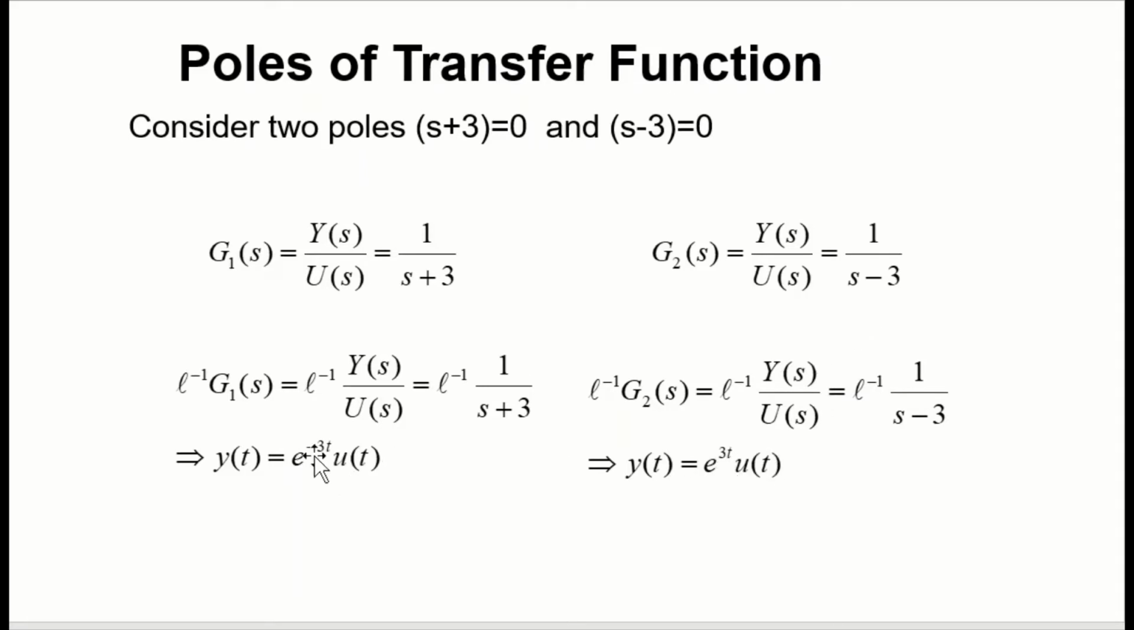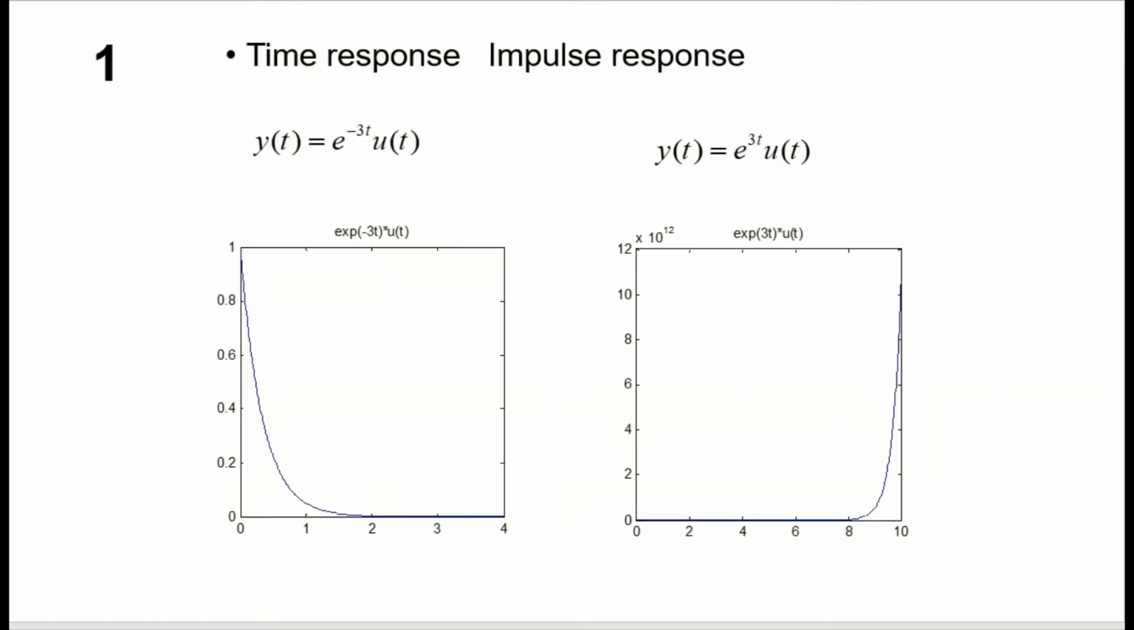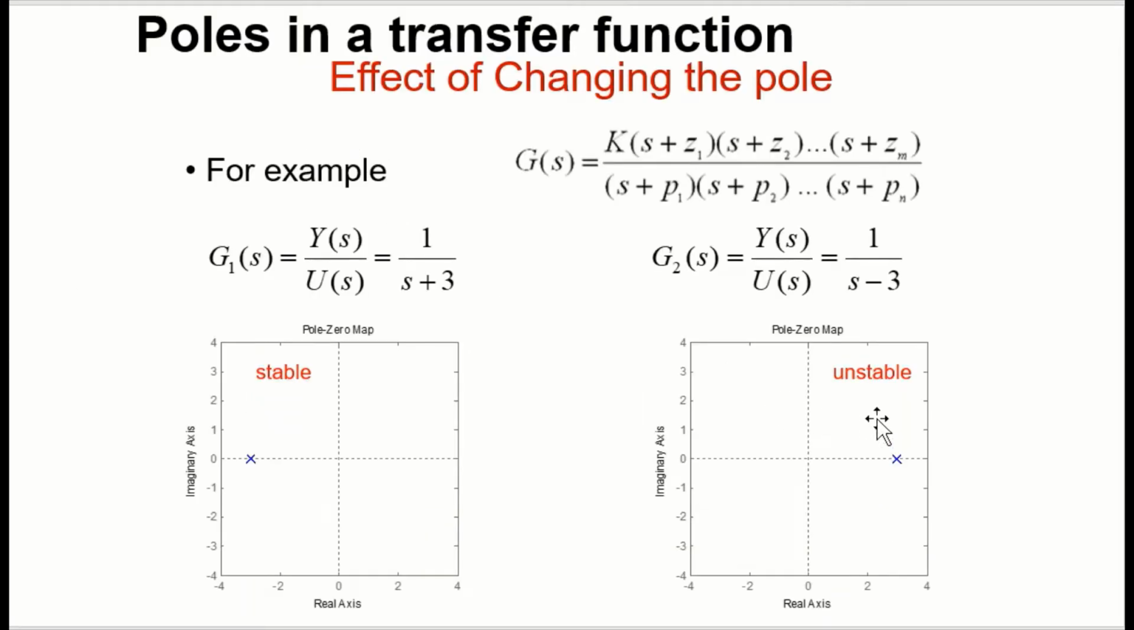Now this is a decaying exponential, which is why we call it stable, and this is a growing exponential, which is why we call it unstable. So if we look at the time responses of these, we can see that e to the minus 3t is a decaying exponential, whereas e to the 3t just grows and grows and grows. This is like my debt, just grows and grows and grows. And this is what you really don't want. That's arising because the pole is on the wrong side of the imaginary axis, and we call it unstable.